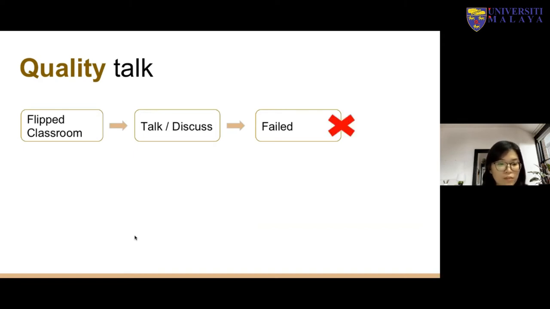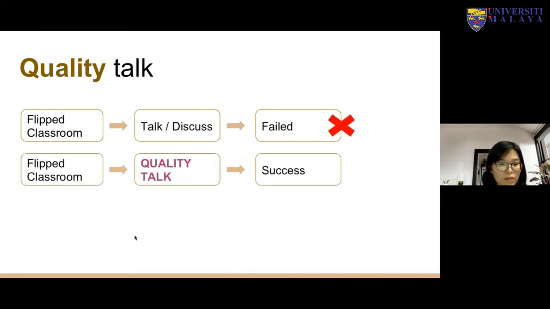So the failure of the flipped classroom was not because of the talk, but it actually depends on whether it is a quality talk or not. So what can we do to achieve quality talk in the teacher's role? We actually participate in this discussion. We encourage the students to speak, we guide them to discuss and hand over the dominance to them.